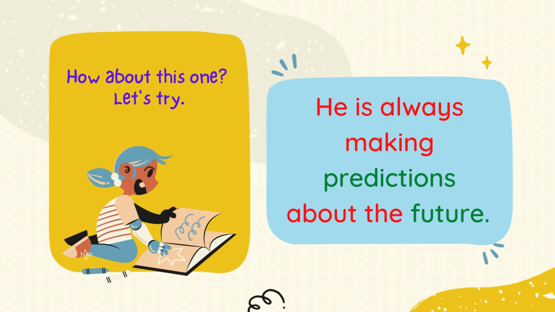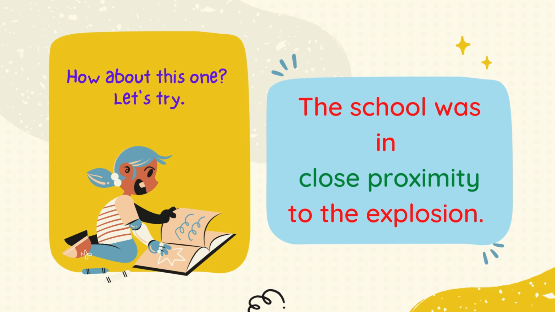He is always making predictions about the future. When you say predictions, you're talking about something that hasn't happened yet. So it deals with the future because we don't know what the future holds. So he is always making predictions. Full stop.